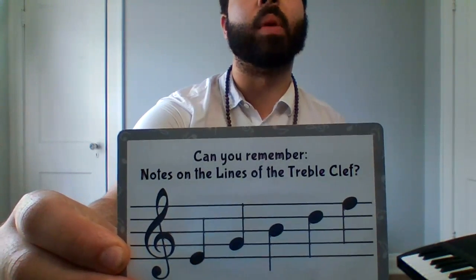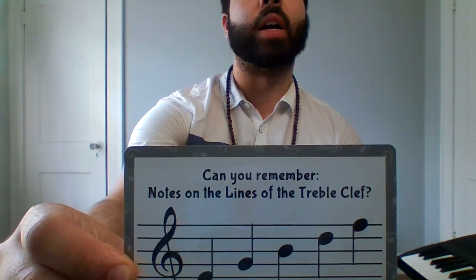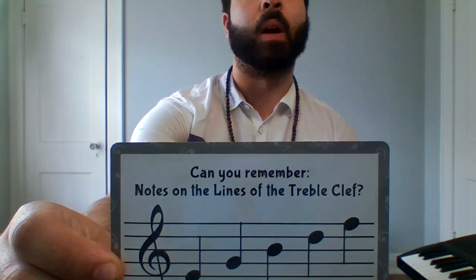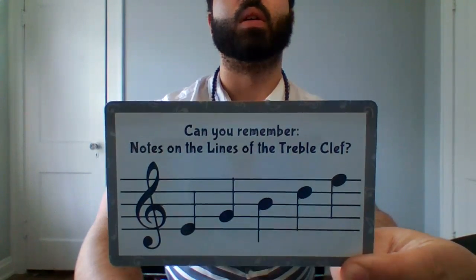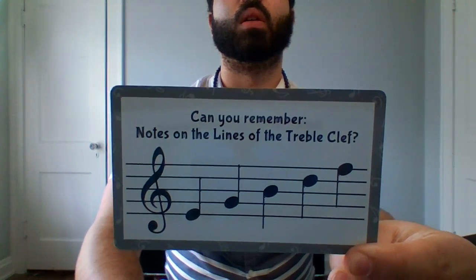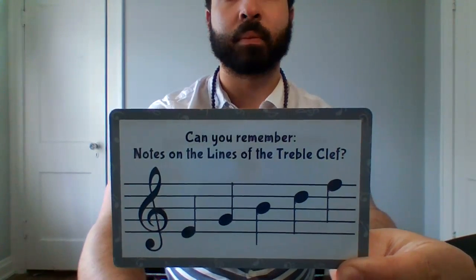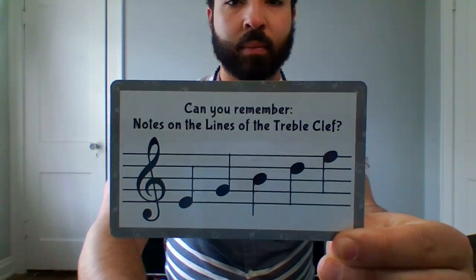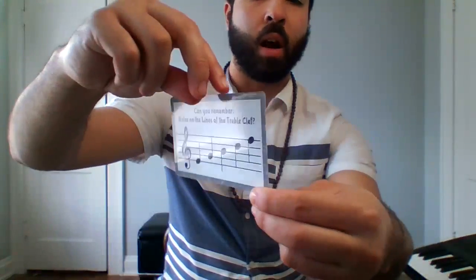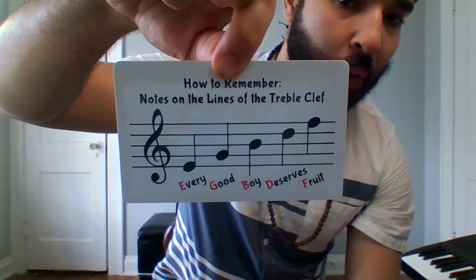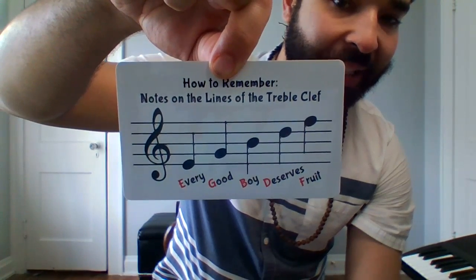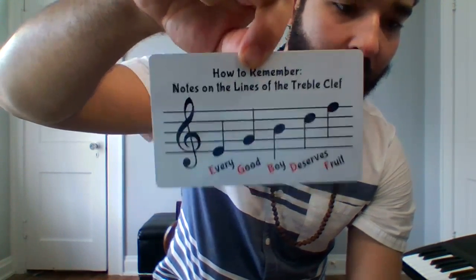Okay, here's our first question. Can you remember notes on the lines of the treble clef? All right, remember this is treble clef. I'll give you 10 seconds. Okay, our lines. Every good boy deserves fruit. E, G, B, D, F. Remember, this is for the treble clef.